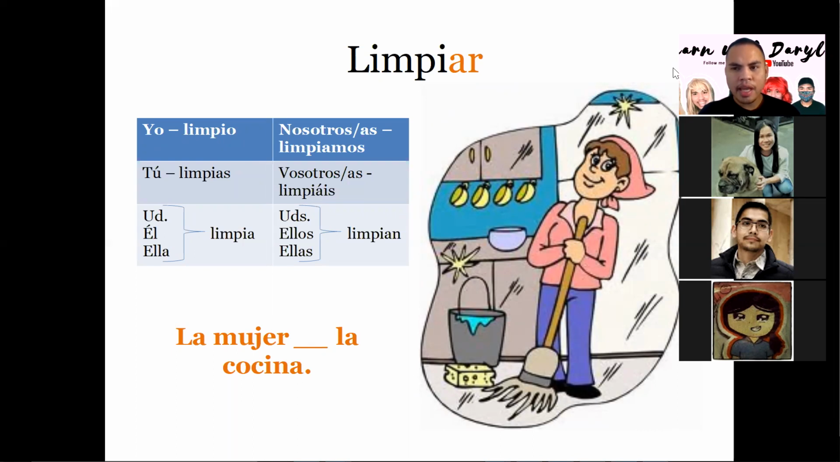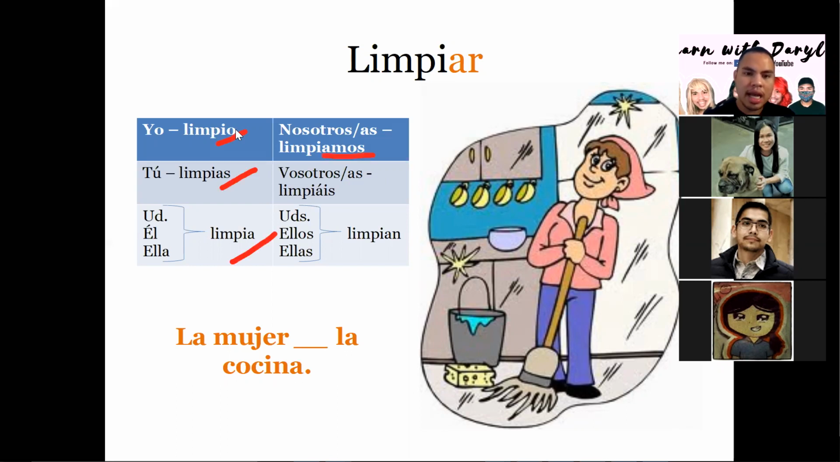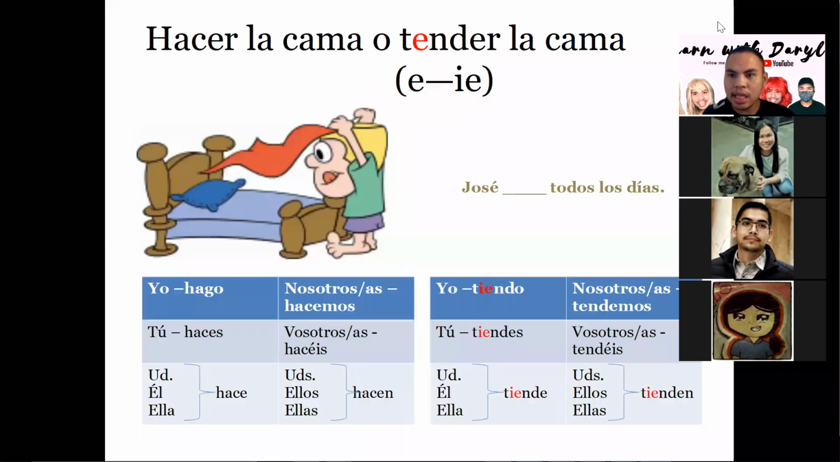Okay, so if you notice, AR verbs, regular verbs, are easy to conjugate. It's o, as, a, amos, a, an. That's how I say it to my students. So o, as, a, amos, áis, an. If you know how to conjugate this, then you'll be fine with regular AR verbs. Okay? Siguiente, vamos a pasar a la siguiente.